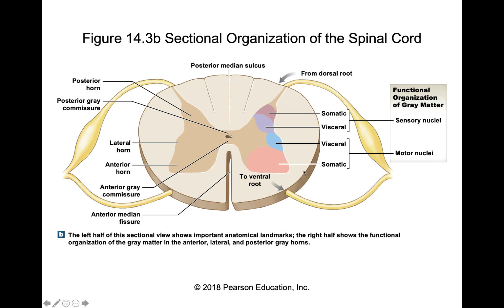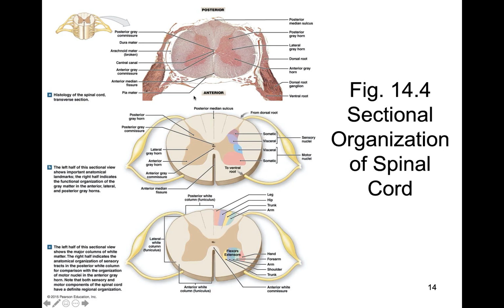Anterior gray horn, that's going to have the motor commands going out through the ventral root. So that's going to have the somatic, and then the lateral area we have the visceral, which is under the control of the autonomic nervous system. So that's where the information is going out. So we looked at this picture. This is the histology. We labeled everything.